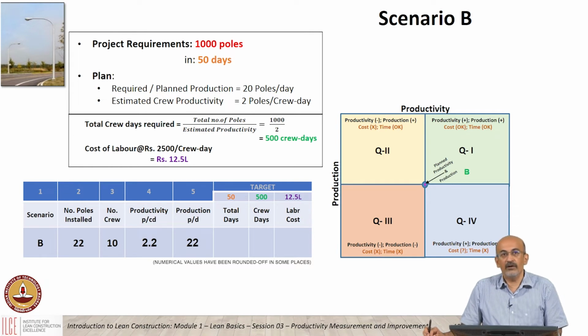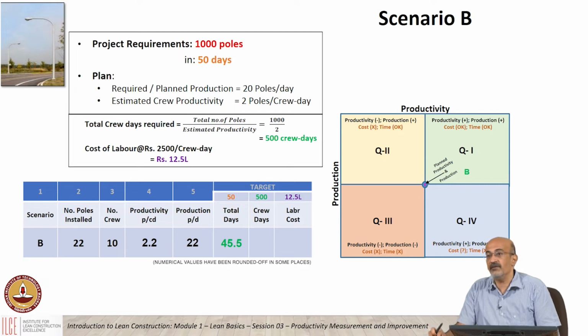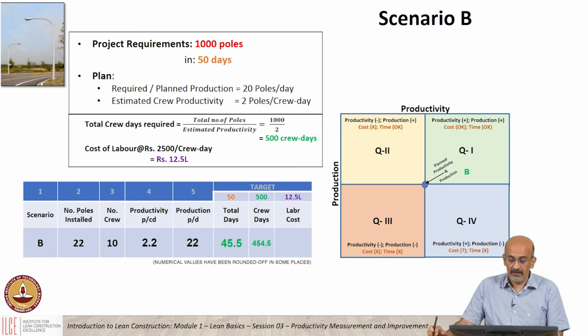Is this a good quadrant to be in? Yes. My production and productivity are better than what I had planned, so I would expect both my cost and time to be reduced. Instead of 50 days, I'm finishing in 45.5 days, and instead of 500 crew days, it's reduced. My corresponding labor cost is also less.